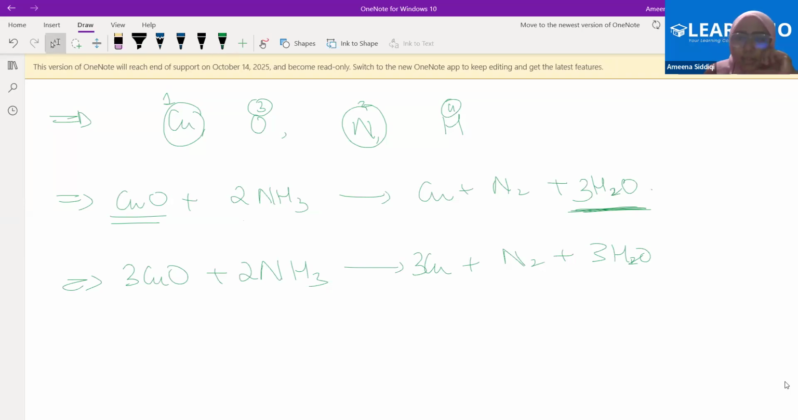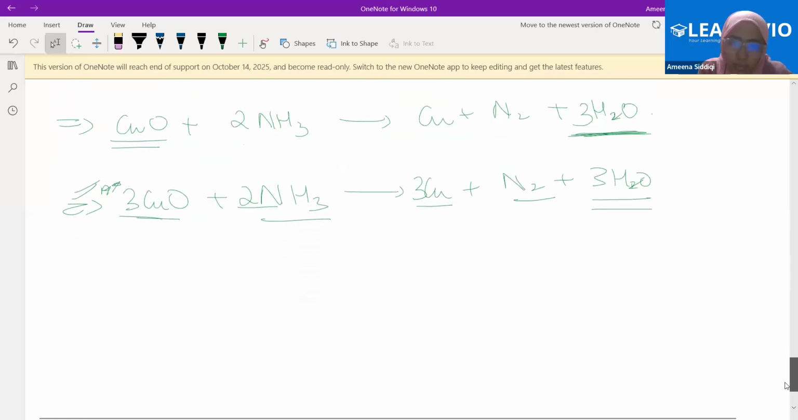Yes. Now see 3 copper, 3 copper, 2 nitrogen, 2 nitrogen, 3 oxygen, 3 oxygen, 6 hydrogen, 6 hydrogen. Is it balanced now? Yes, it is balanced. This is the correct one. Do you get it? Yeah. Moving on to the next part.